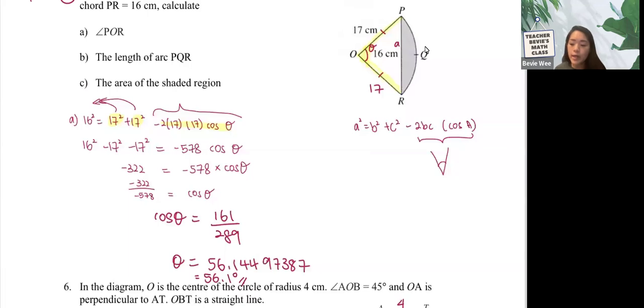Okay, next one. They want you to find the length of the arc PQR. Length of arc means it's this one over here, right? The pizza crust, remember or not? The bread that we don't like to eat. We like to eat the fillings, which is the area of sector.